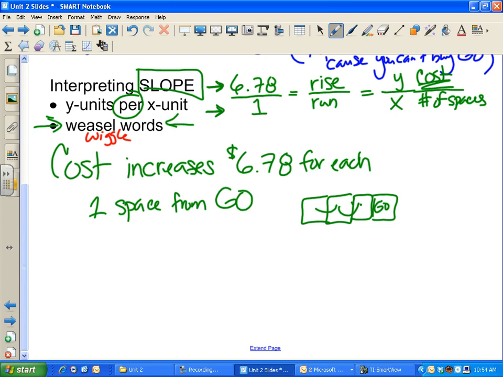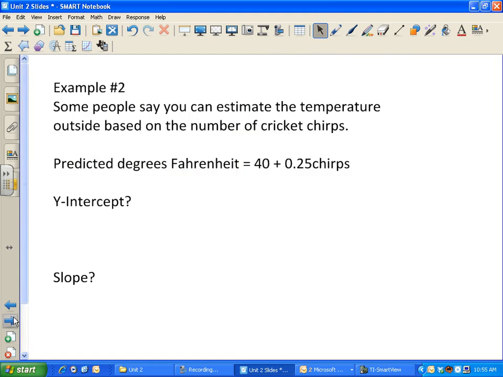So a wiggle word might be something like this. Cost increases about $6.78 for each one space from go. Other common wiggle words are on average, or you could replace about with approximately. Those are great wiggle words, or weasel words, as your author called them. So I just want to look at a couple more examples to help you practice this.